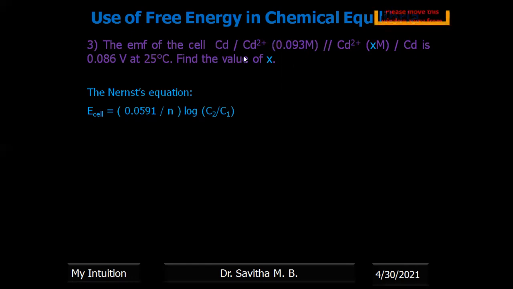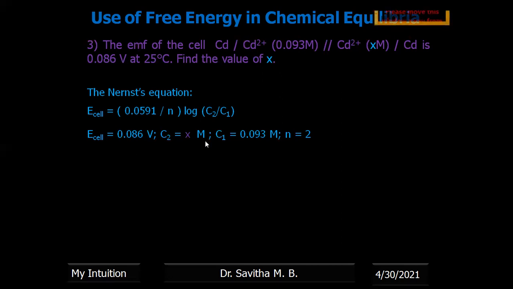And by the cell representation itself, it is shown that we need to find out the concentration of ions at the cathode compartment. By default, it is understood that the concentration of cadmium ions at the cathode should be greater than at the anode. Whatever 0.093 is given, X should be greater, because whichever is greater, that is the cathode compartment. Okay, so E cell is equal to 0.086.